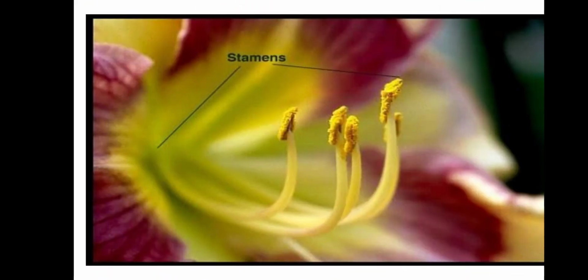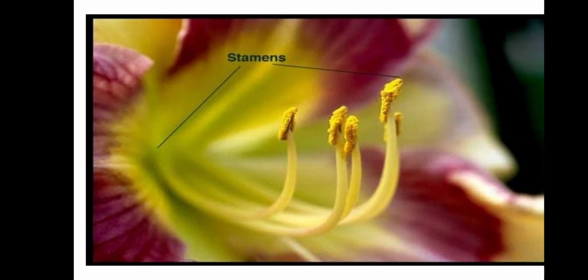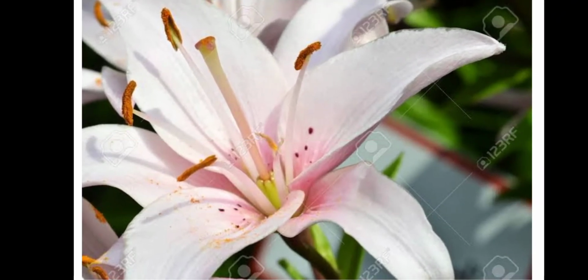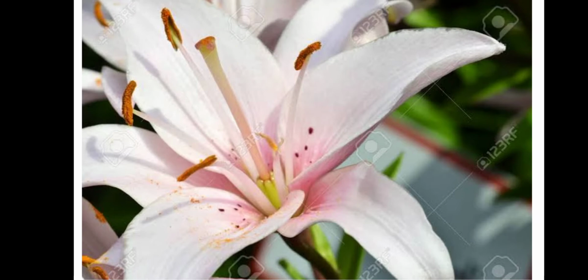We have the male part known as stamens or androecium. Now in the male part there are further parts, divided into various parts. We are going to learn this in the next class. And we have this whole portion, that is the gynoecium or pistil, the female reproductive part.